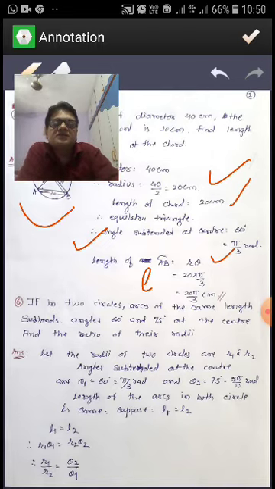There are two circles with the same arc length and subtended angles at center are 60 degree and 75 degree, and we want to find the ratio of the radii. So the radii are suppose R1 and R2 because they are different circles. Angle subtended at the center are theta 1 is 60 degree and theta 2 is 75 degree, and I am converting this into radian. So 60 into pi by 180 gives pi by 3, and 75 into pi by 180 will give 5 pi by 12.